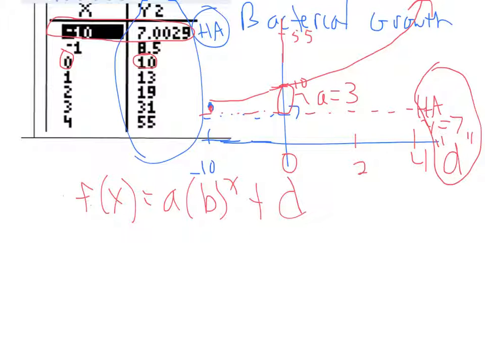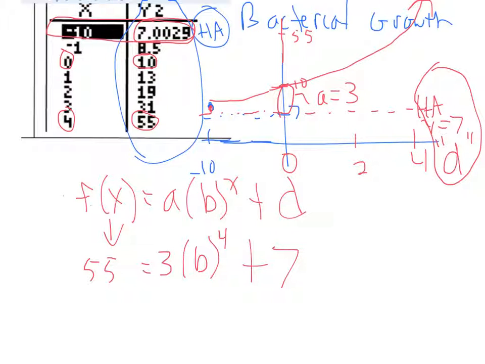Okay, so let's put the numbers in and see what we can do. We're going to pick an ordered pair again, and it doesn't matter which ordered pair we pick. We don't want to pick an x value of 0 because we have to determine the value of b. So I'm going to pick an ordered pair, and I might do 4 and 55. I've got a y value of 55. The a value I know is 3, which is the difference between the asymptote and the y-intercept. Then it's b to the exponent of 4, because it's after 4 hours, plus d, and we know our d value is 7, because far back in the past there was a horizontal asymptote at 7.